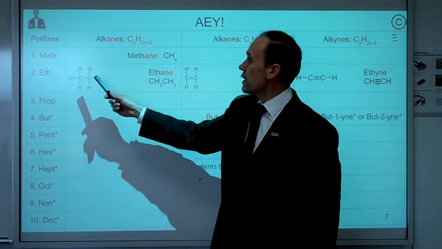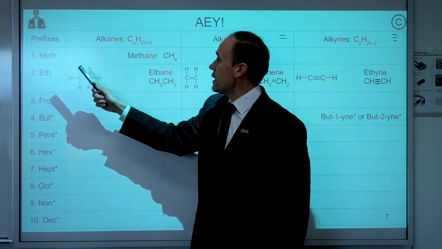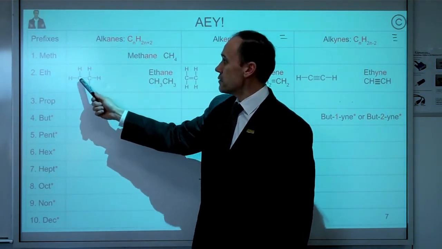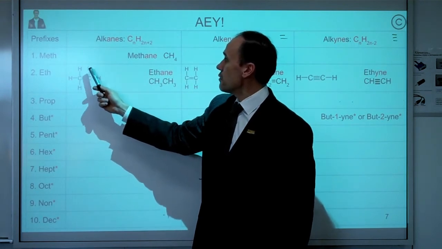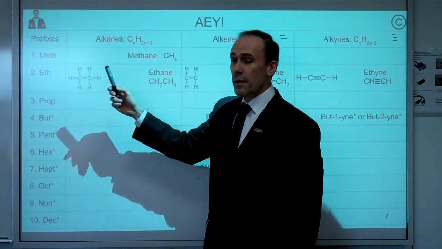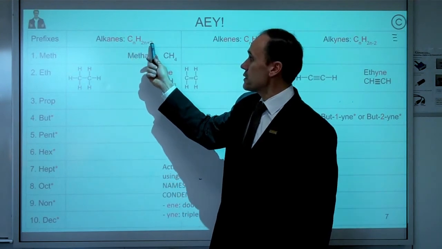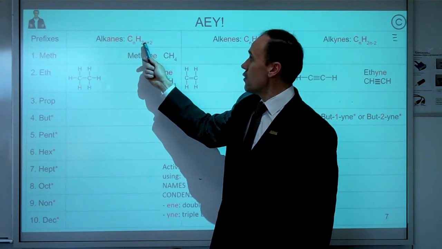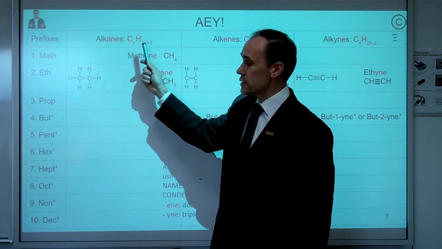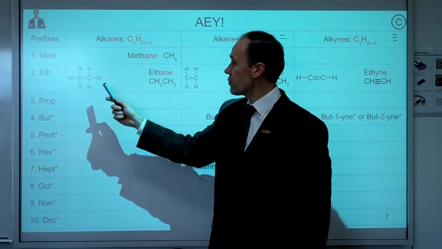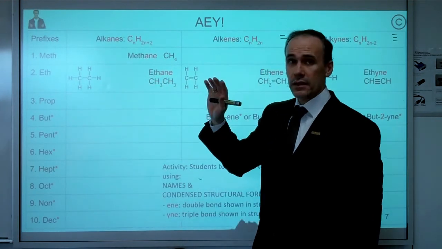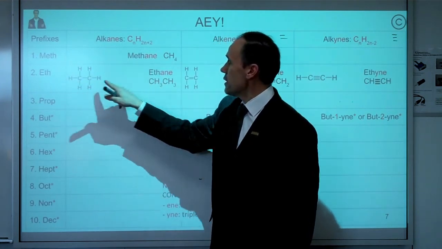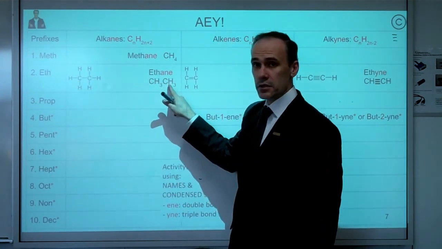So here we have ethane. Ethane has only single bonds because it's an ane, two carbons on the chain, and then around that six hydrogens. Does that obey our rule, CnH2n+2? Well, two carbons means 2 times 2 is 4, plus 2 is 6 hydrogens, and we have 6 hydrogens. So that's ethane. And the condensed structural formula is that carbon has 3, CH3, that carbon has 3, CH3.